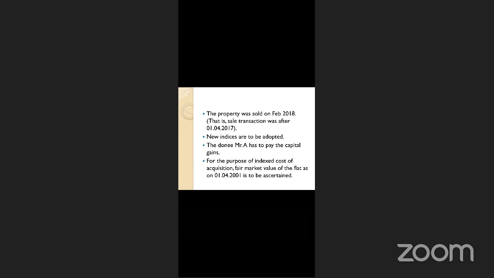In the practical case, here we will see question 1. What is the indexed cost of acquisition? We will see first the acquisition index. So here the solution: the flat was purchased in 1981 for 2,40,000. The flat was gifted to Mr. A in 2001, 80 square meter.